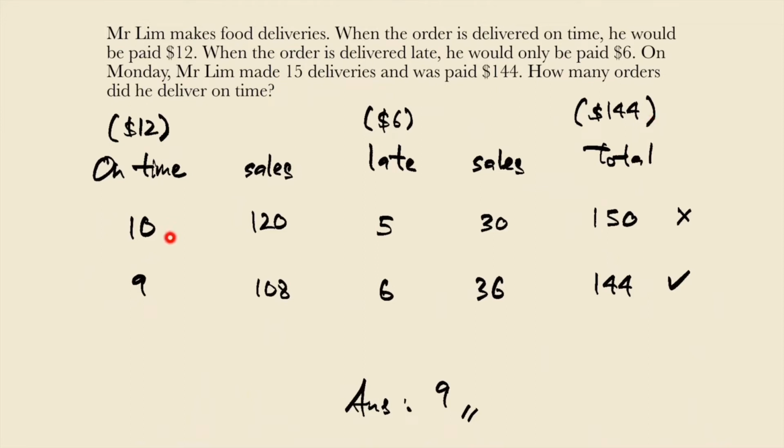Let's assume he delivered most of them on time, so 10 and 5. He collected 150. No, too much. So let's increase the number of late deliveries by 1, decrease by 1, and what do you know? We got 144. Lucky guess this time. So the answer is, on time, that will be 9 deliveries.